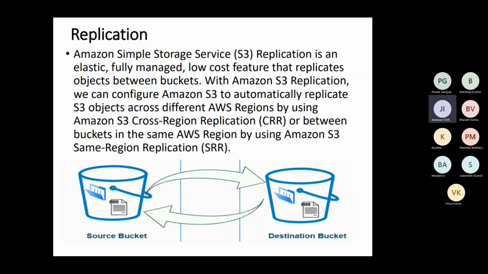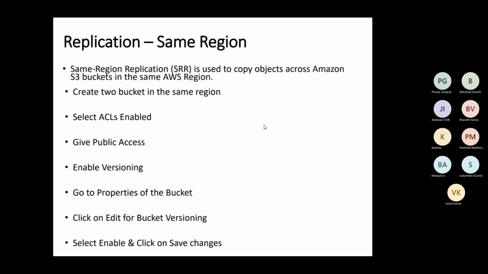Basically, there is something called a source bucket and a destination bucket. The source bucket is the bucket from which you wish to copy your objects, and the destination bucket is the one where you need to perform the replication. The data will arrive in the source bucket first, and later it moves to the destination bucket. Here we have two categories: cross-region replication and same-region replication. Today I'll show same-region replication, and I've also captured the steps to perform cross-region replication.